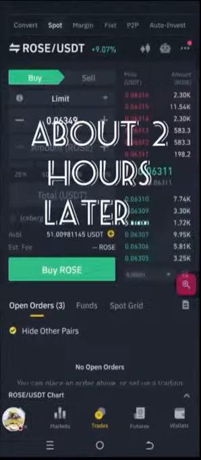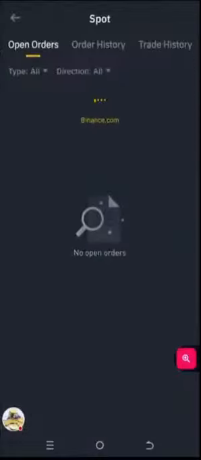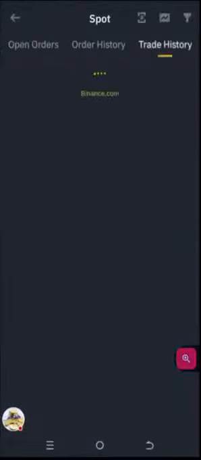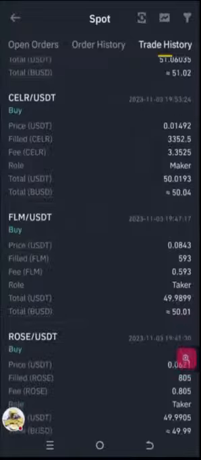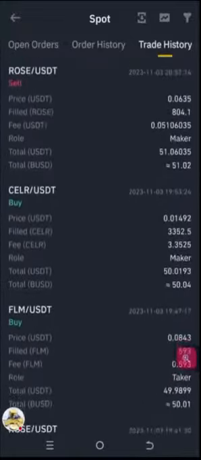Executed. It has. Oh my God. Look at it. See, it has executed. Let's see how much we bought it at. We bought Rose at 621 and we sold it at 635 and we made $1. Come and see. That's awesome.